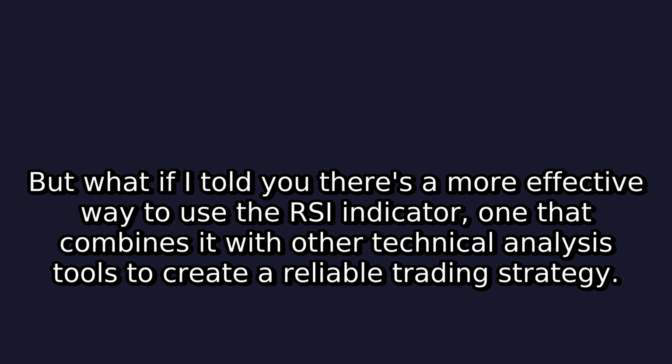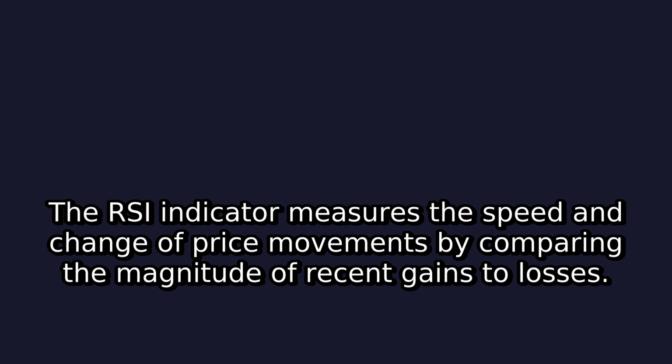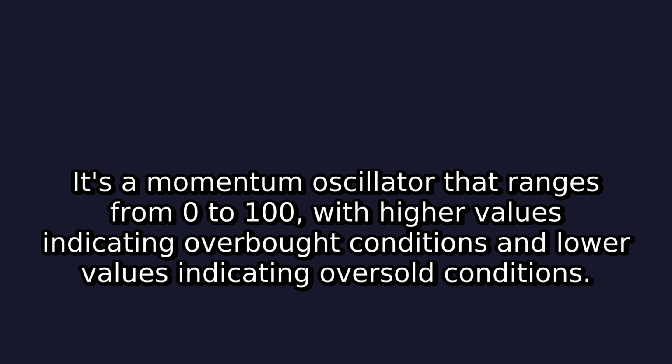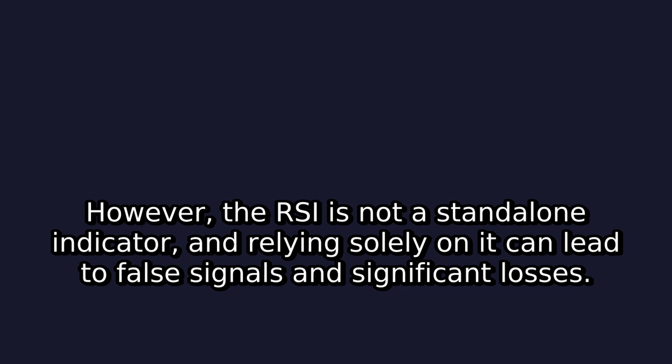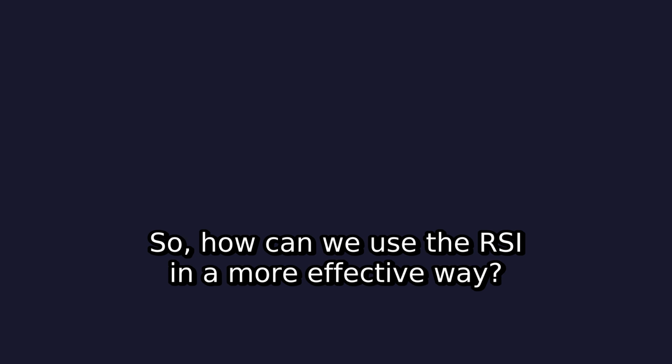The RSI indicator measures the speed and change of price movements by comparing the magnitude of recent gains to losses. It's a momentum oscillator that ranges from 0 to 100, with higher values indicating overbought conditions and lower values indicating oversold conditions. However, the RSI is not a standalone indicator, and relying solely on it can lead to false signals and significant losses. So, how can we use the RSI in a more effective way?